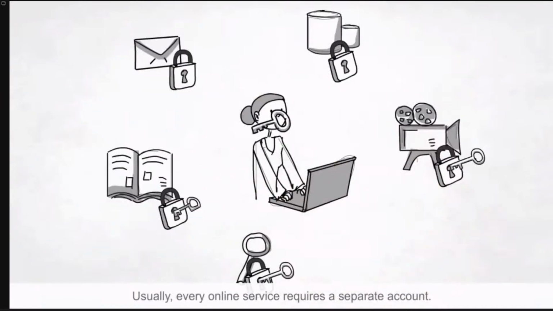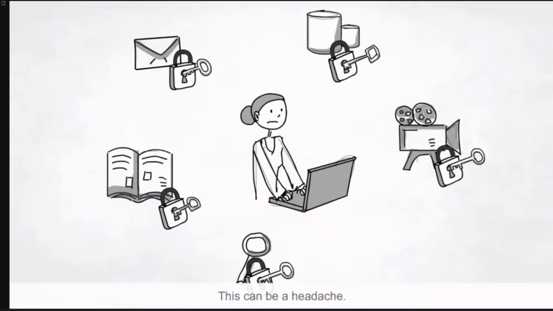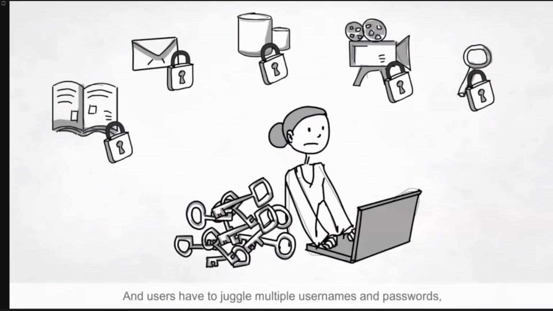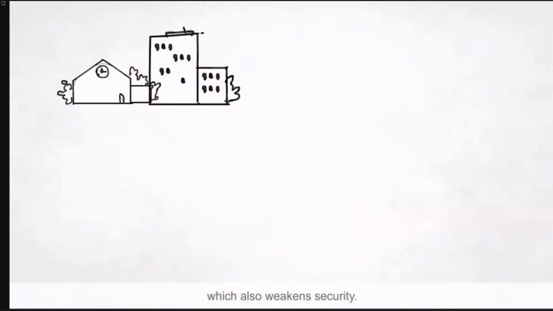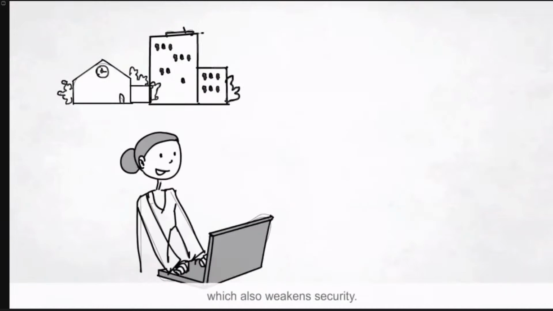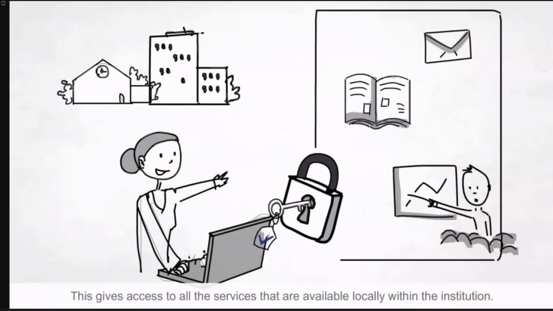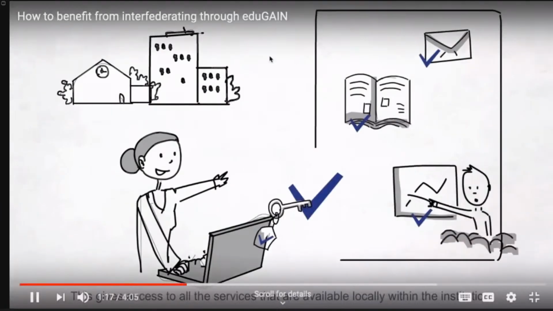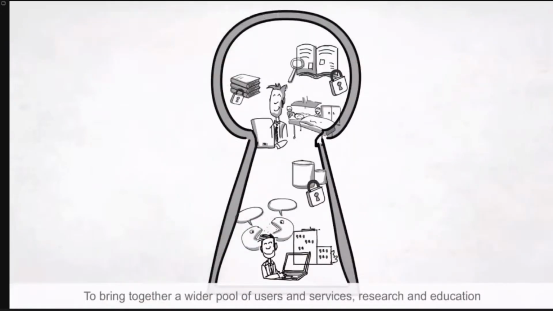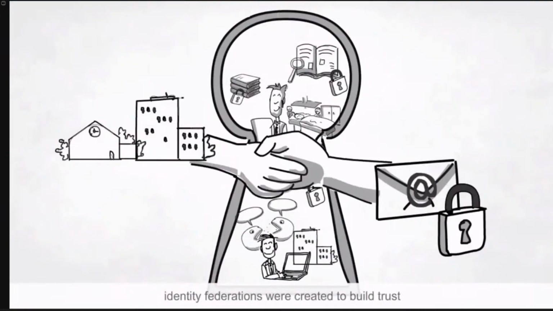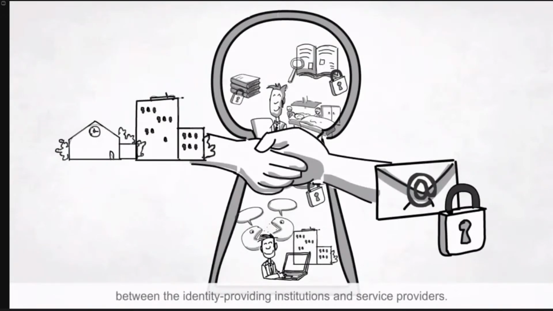Usually, every online service requires a separate account. This can be a headache. Service providers have to manage huge numbers of accounts and details, and users have to juggle multiple usernames and passwords, which also weakens security. But many research and education institutions provide their users with a single online identity. This gives access to all the services that are available locally within the institution. To bring together a wider pool of users and services, research and education identity federations were created to build trust between the identity-providing institutions and service providers.